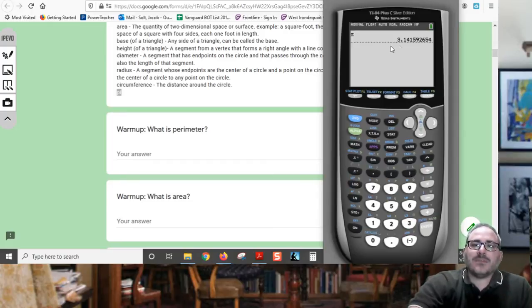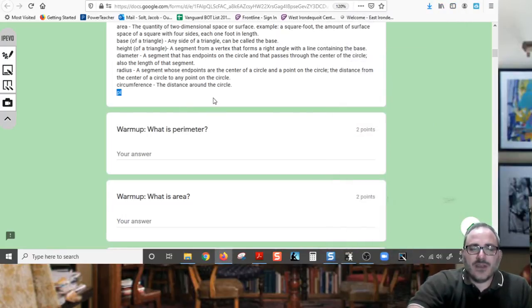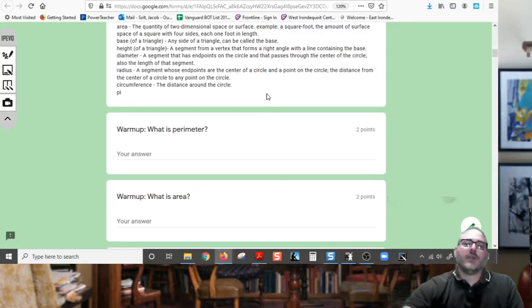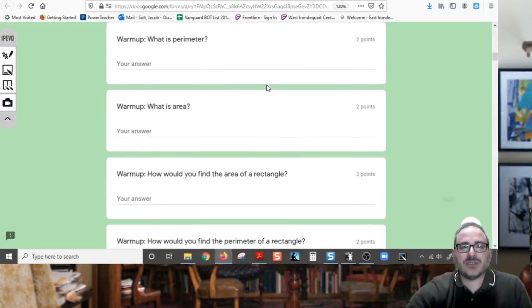And this magic number pi, given the radius, will show us the circumference and the area of a circle. So we'll get into that. I'll show you more about formulas about that. But first, we already preloaded the vocab, so here's some warm-ups.